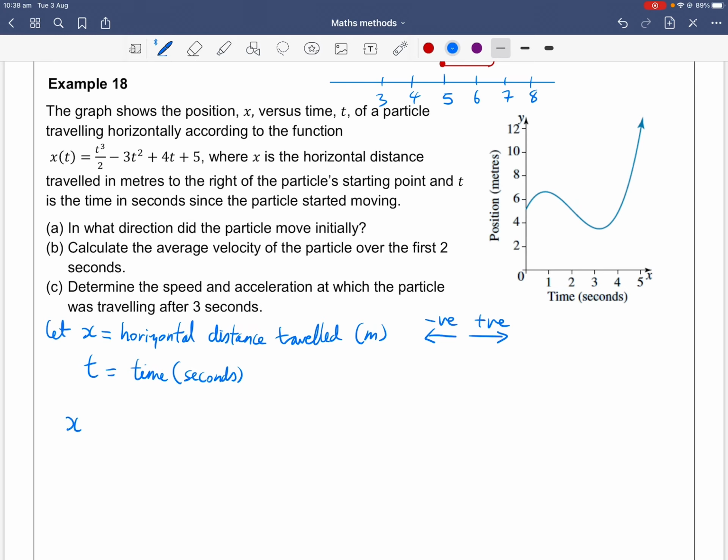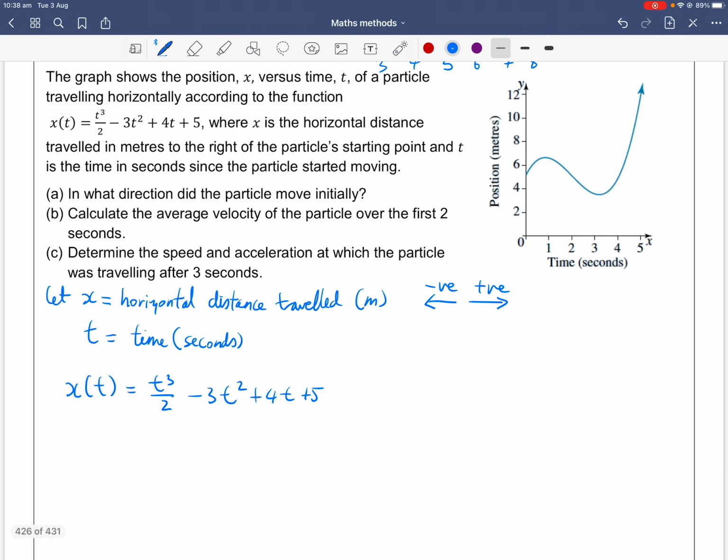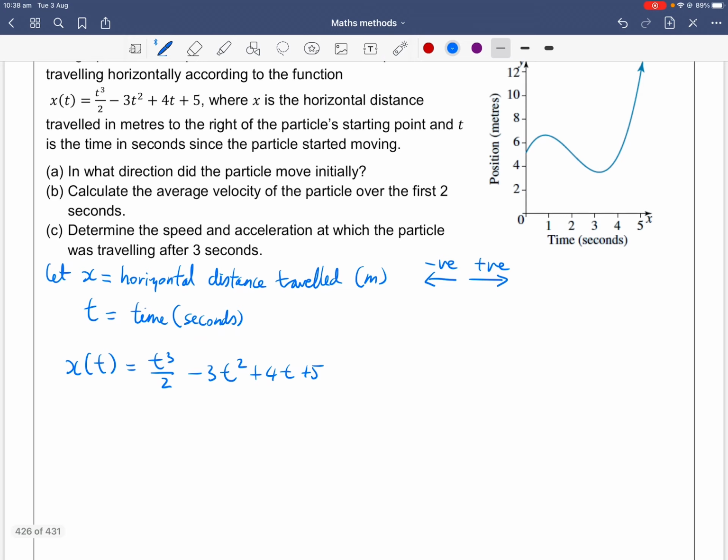Now, we know our displacement function is given by t cubed over 2 minus 3t squared plus 4t plus 5. So in what direction did the particle move initially? Well, initially, where is it? At t equals 0. So when t equals 0, what is our x position value? x of 0 is 0 cubed over 2 minus 3 times 0 squared plus 4 times 0 plus 5. Based on the graph, we can see that the object started at position 5 meters.